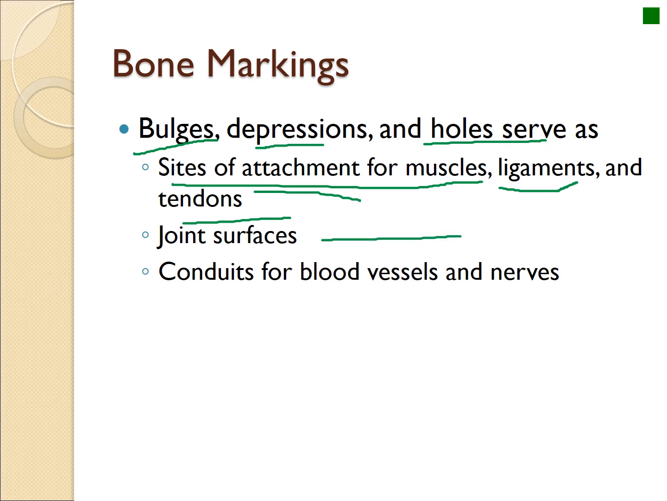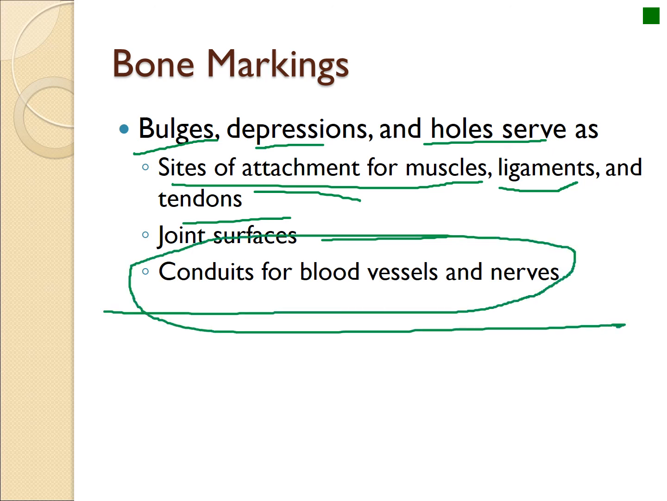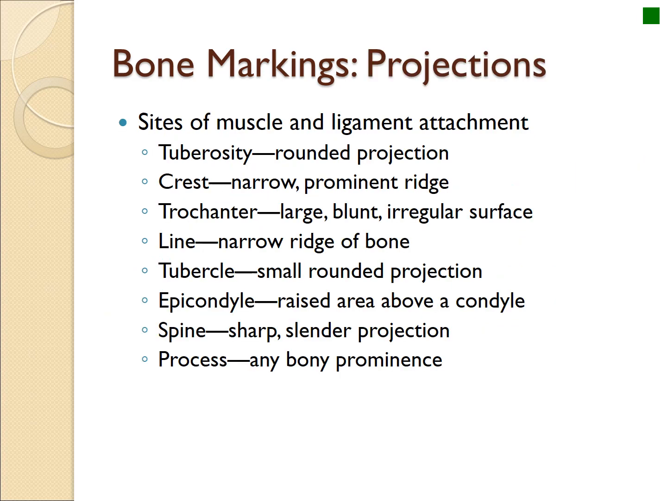Bone markings are also joint surfaces, particularly where the cartilage falls off. And again, they're going to be openings for blood vessels and nerves. Because remember, bone's an organ, and blood vessels and nerves have to get in there. So the major bone markings I want you to at least define. And I may ask you a couple of these on a test.